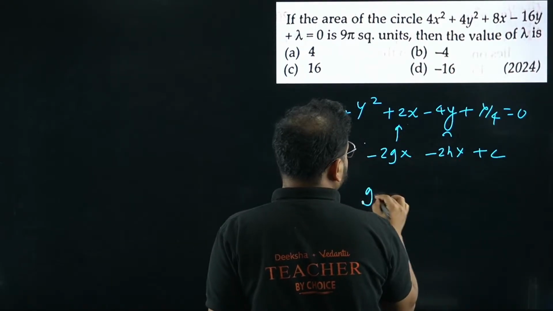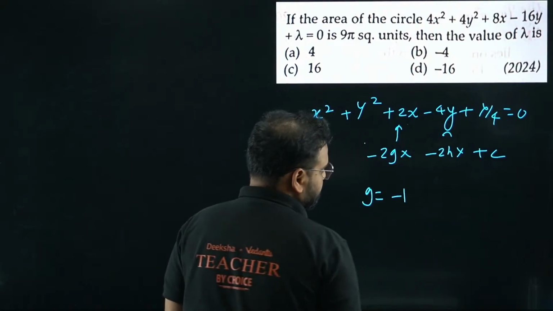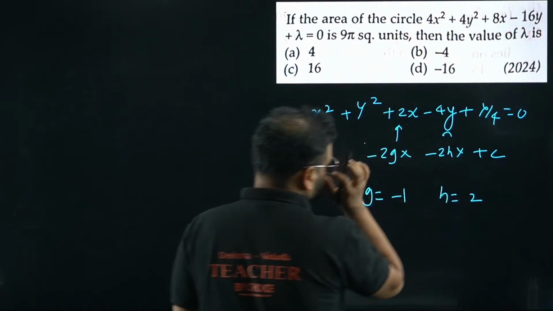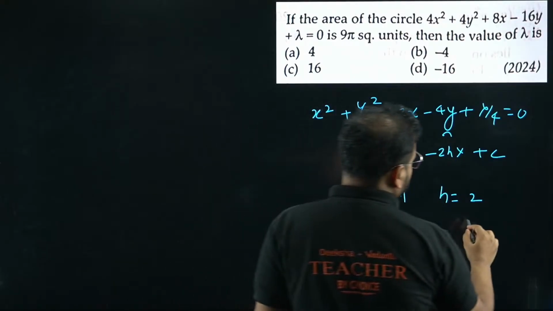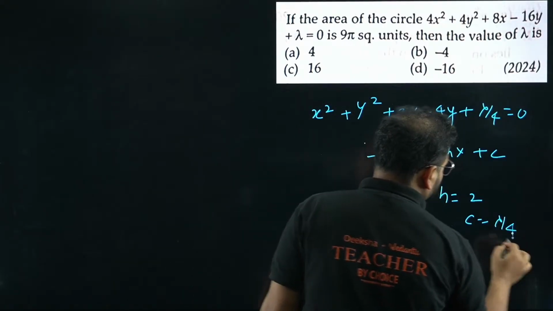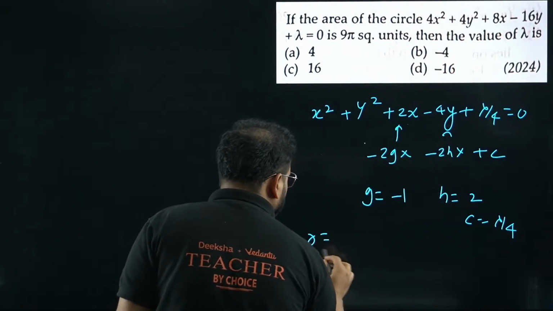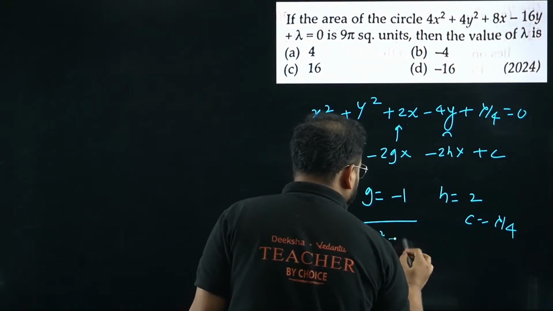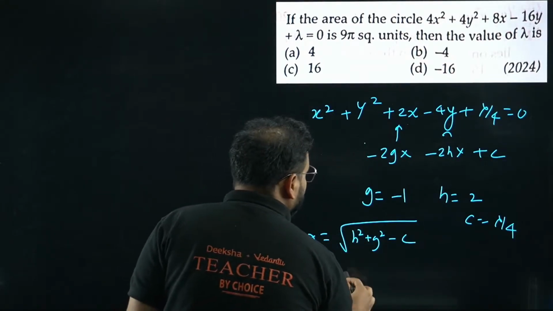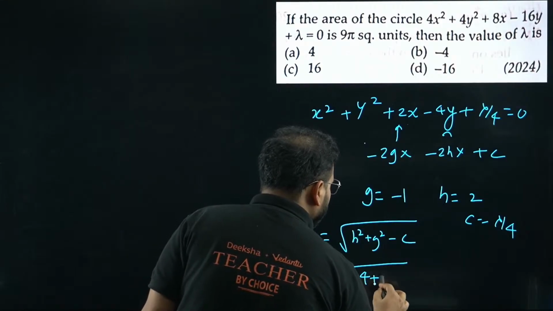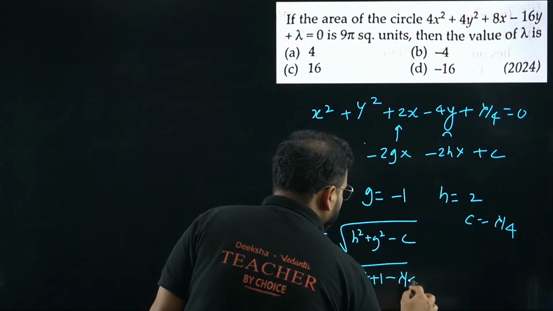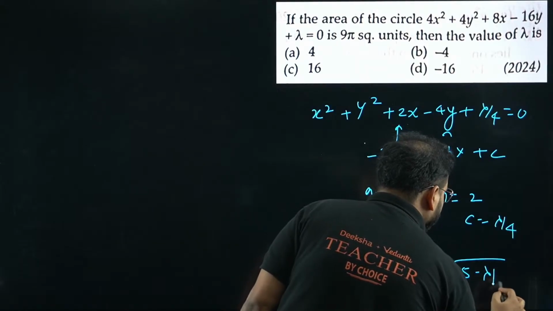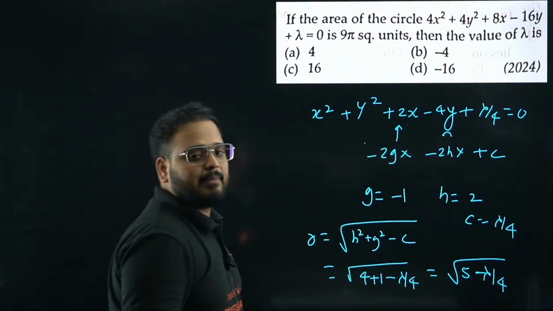So your g value is how much, sir? Minus 1. And your h value is how much, sir? Simply 2. And your c value is how much, sir? Lambda by 4. The radius is given by, for the circle, root of h square plus g square minus c. So it will give me what, dear? 4 plus 1 minus lambda by 4. Inside the root we'll have 5 minus lambda by 4.